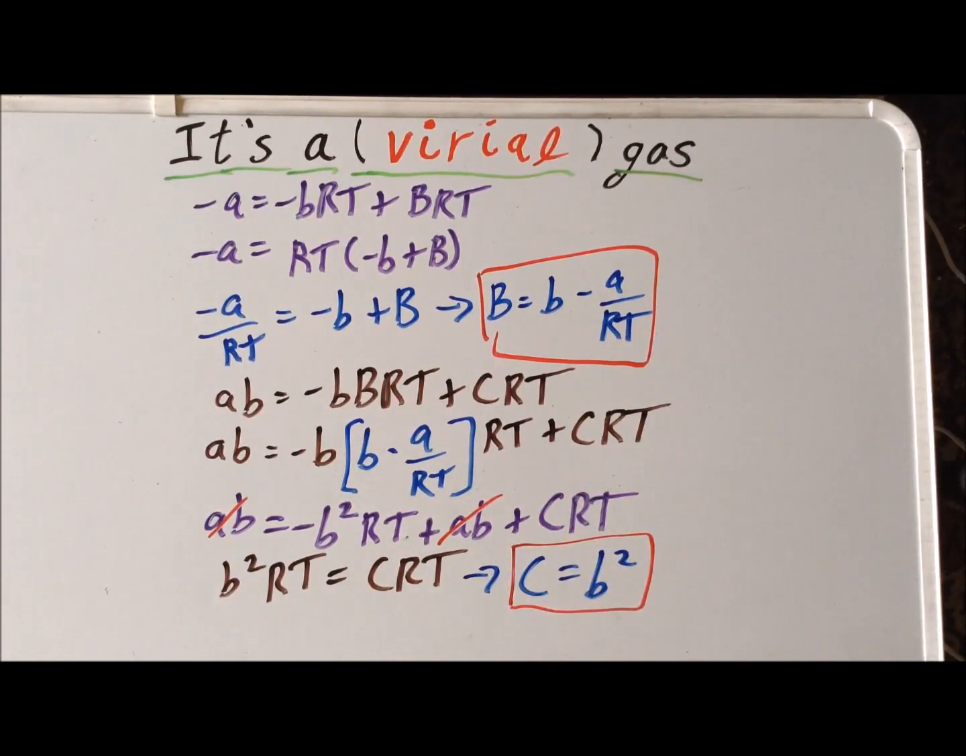So in summary, we've shown how we can recast the van der Waals equation of state in terms of the virial equation of state to third order. I thank you very much for your attention. Have a good one.